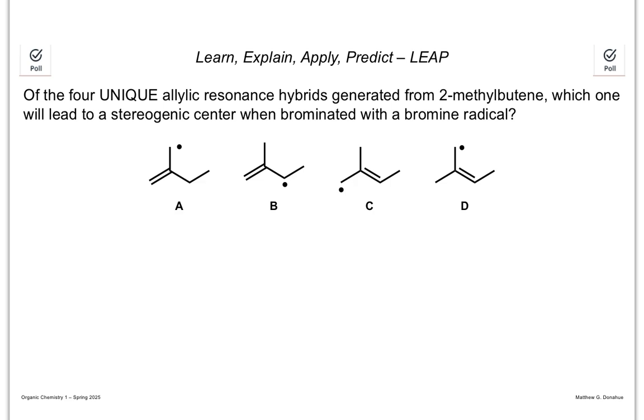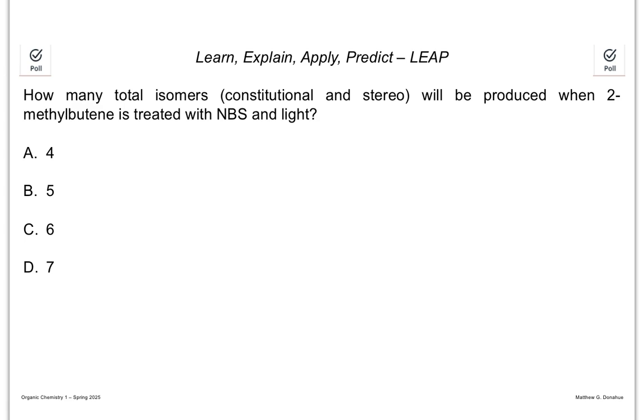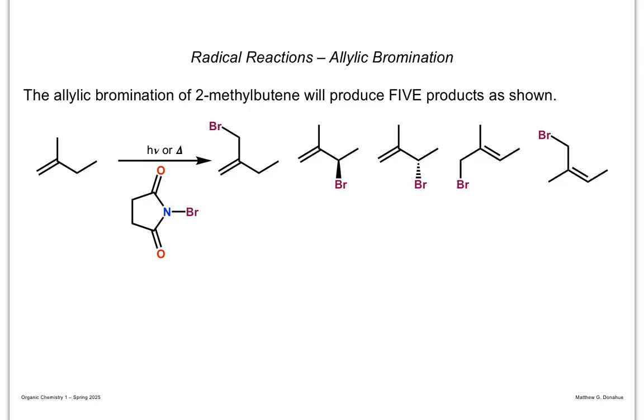So which one will lead to a stereogenic center? We said that was B, because when we substitute, that's the one that gets 4 unique substituents. Any of those other ones, A, C, or D, the carbon atom is still having 2 hydrogens. So the total number of constitutional and stereoisomers we found to be 5. And so here they are drawn out for you.